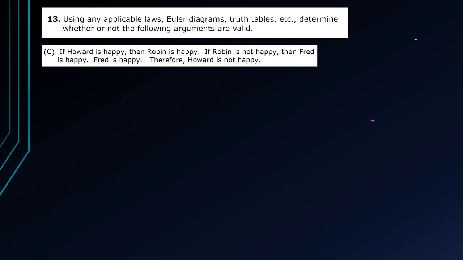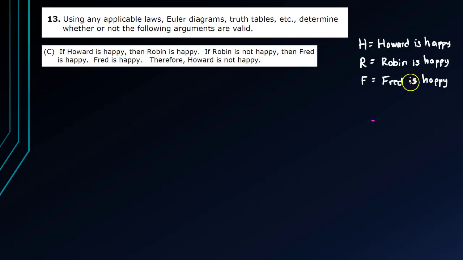And for the last part of the last problem, if Howard is happy, then Robin is happy. If Robin is not happy, then Fred is happy. Fred is happy. Therefore, Howard is not happy. Is this a logical argument?